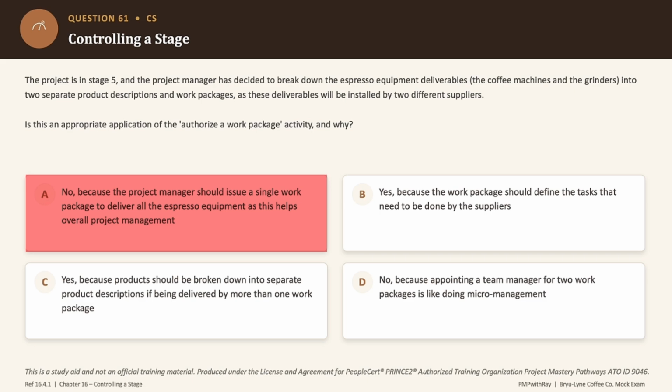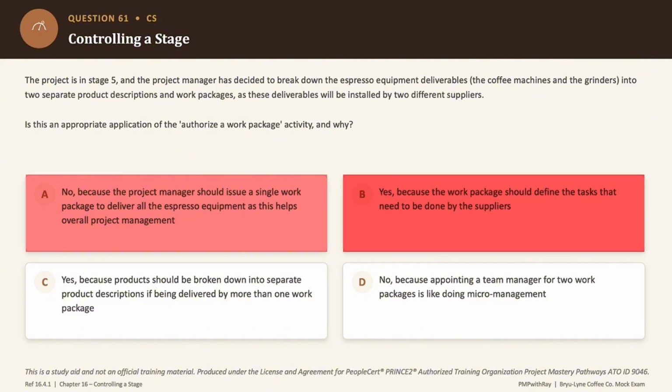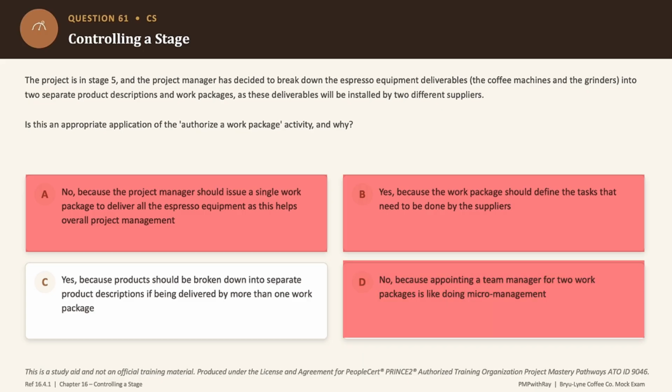Option B says yes because the work package defines the supplier's tasks. Now that sounds reasonable on the surface, but it misses the actual rule being tested here, which is the authorization of the work package. So an incorrect answer choice as well. Now option D says splitting the work package is like micromanagement. Well, that's not really correct either because this is about structure and not control. Okay, so option D is also incorrect.